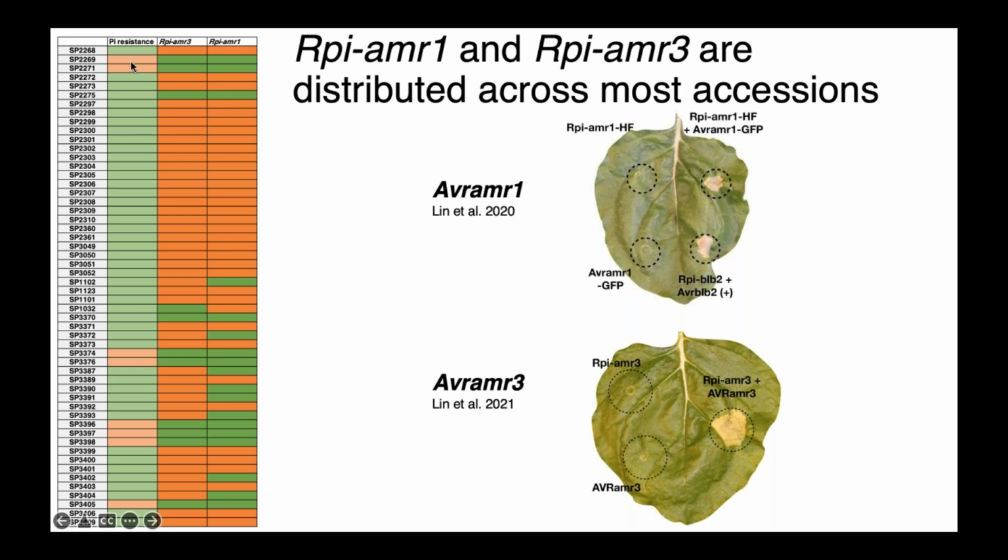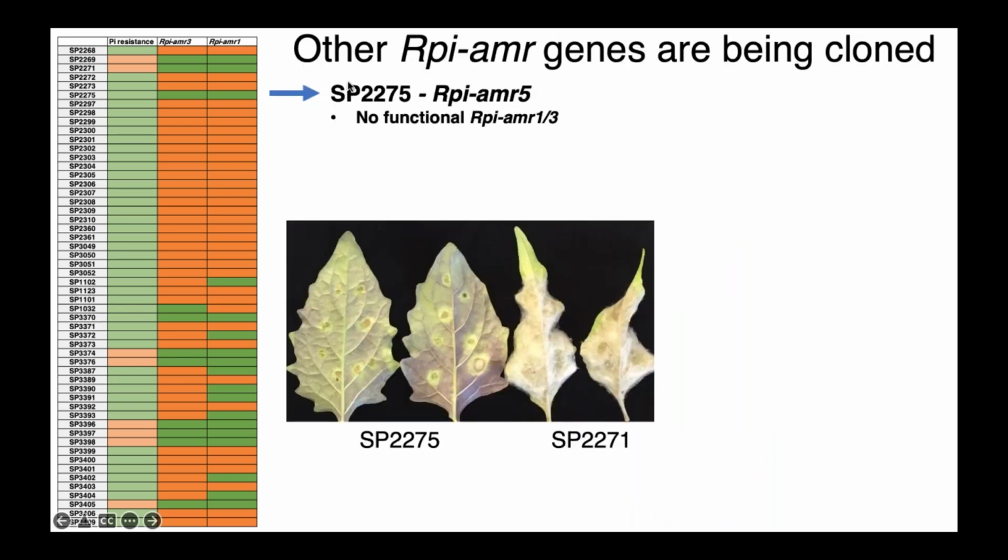You can see that for our susceptible lines, none of them contain Rpi-amr3 or 1, as indicated in these rows. Most accessions actually contain both resistance genes, or at least 1. But there are 2 other accessions which contain neither and show strong resistance, and these are 2275 and 3370 down here. Resistance in SP2275 is what we call Rpi-amr5. As I said, this contains no functional Rpi-amr1 or 3, so we know it's a novel source of resistance.